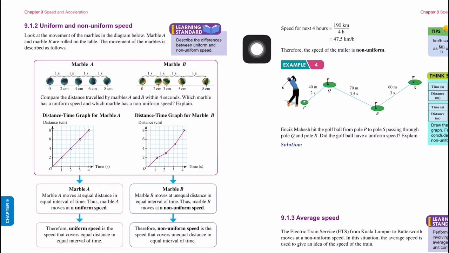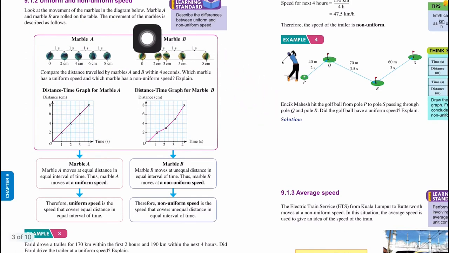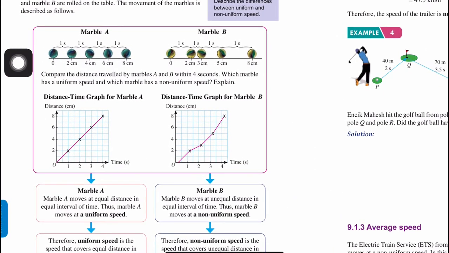Okay, so this learning standard is, I can describe the differences between uniform and non-uniform speed. Let's look at the example for the subtopic. We have two marbles, marble A and marble B. Awak boleh tengok sini.